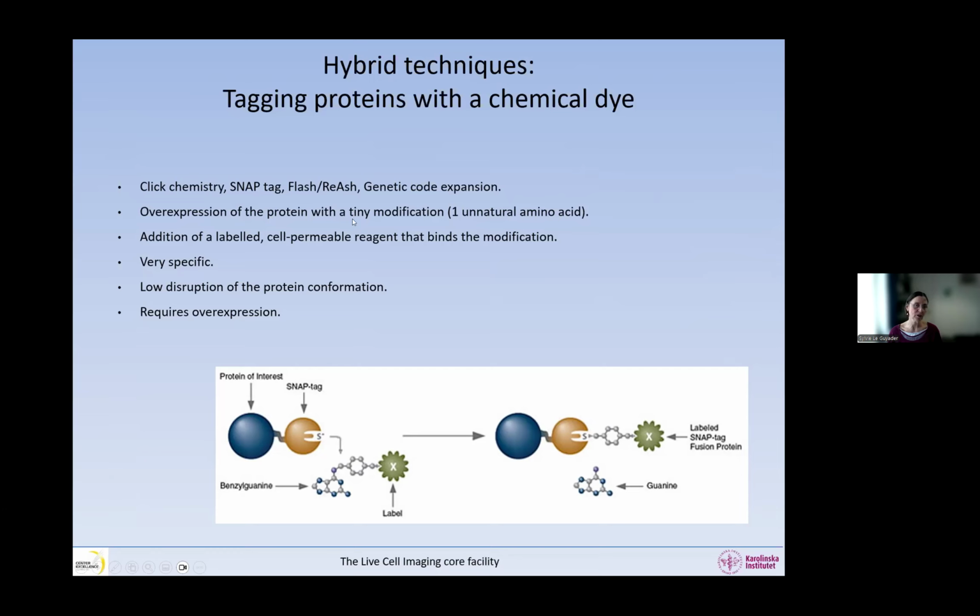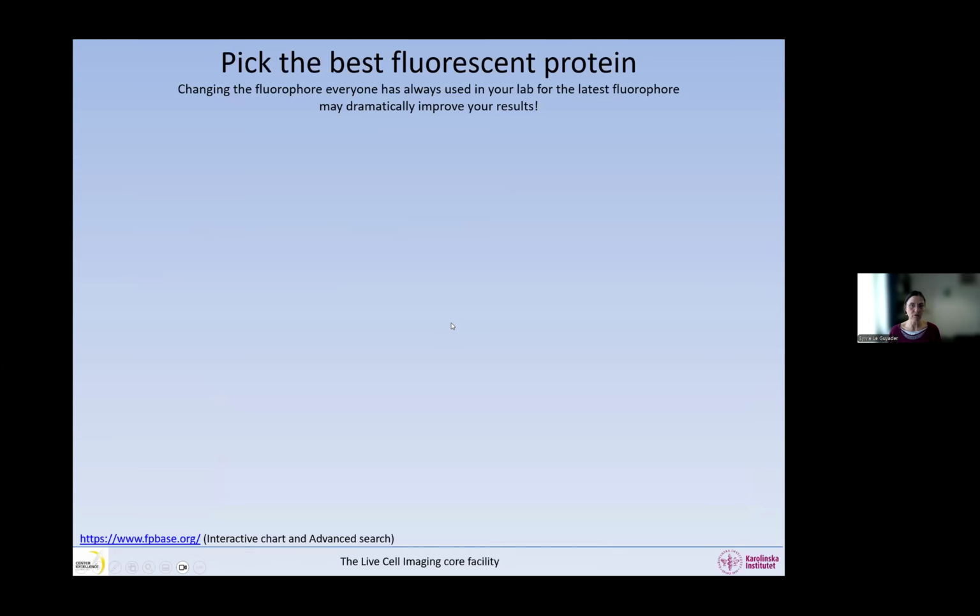We overexpress the protein with just a tiny modification, in general just one amino acid. Then we add to the medium a cell-permeable chemical reagent that binds to this modification. So it's highly specific, and there is low disruption of the protein conformation due to the fluorophore. It's very low distortion. But anyway, we require overexpression, so we can have the same type of artifact that we get due to overexpression of a protein.